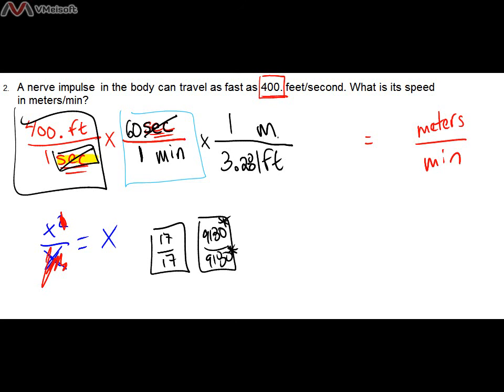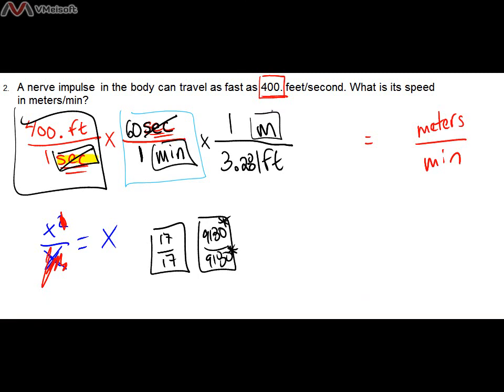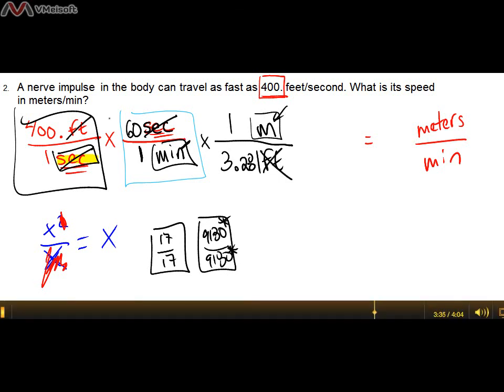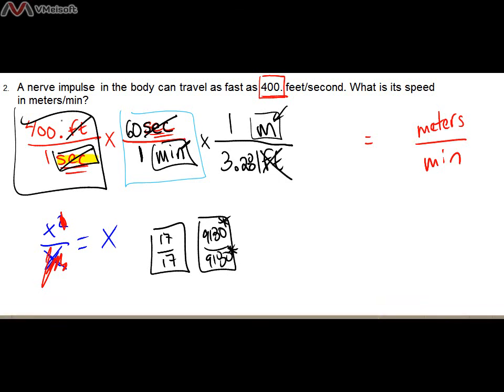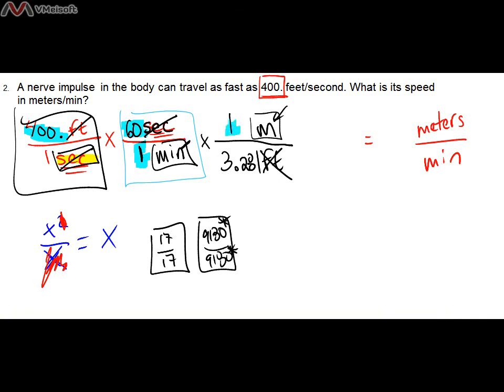Okay, so now what happens to these units? Please be careful. These don't cancel out, right? How come? Because this is minutes. That's meters. But this cancels out with that. So now all we have to do is do 400 times 60 divided by 1. Times 1? You don't really need to. Divided by 3.281. And whatever that number comes out to be, that is going to give you this measurement in meters per minute.